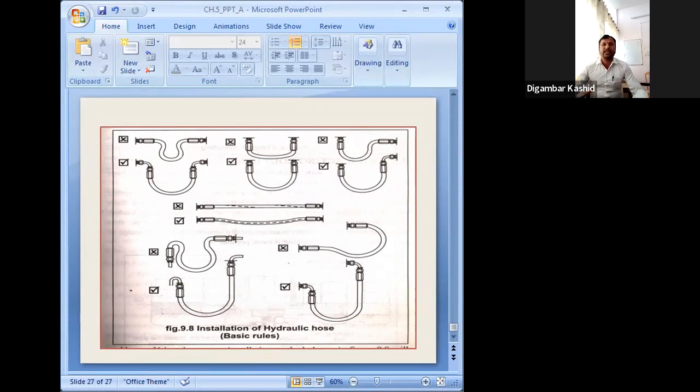Okay, so you can see if we want to connect two parallel horizontal fittings, at that time we have to go for this, sorry, we should not go for this one. We have to go for this one. Okay, this is the proper installation of the hydraulic hoses. Then this is wrong. This one is correct. See, this one is wrong. This is correct.